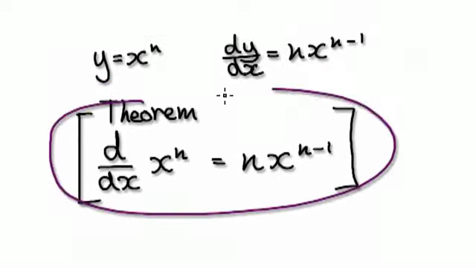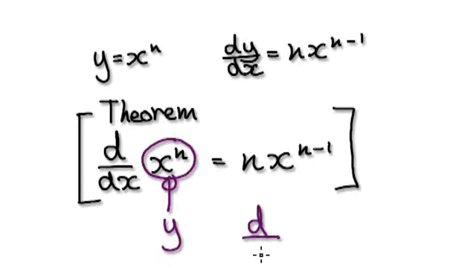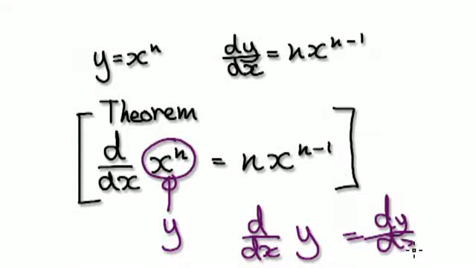This here is just another notation. It's just the way we write it. So when you differentiate this thing here, remember this is like y itself. So it's like me writing d and then dx of y here, which is the same as dy by dx.